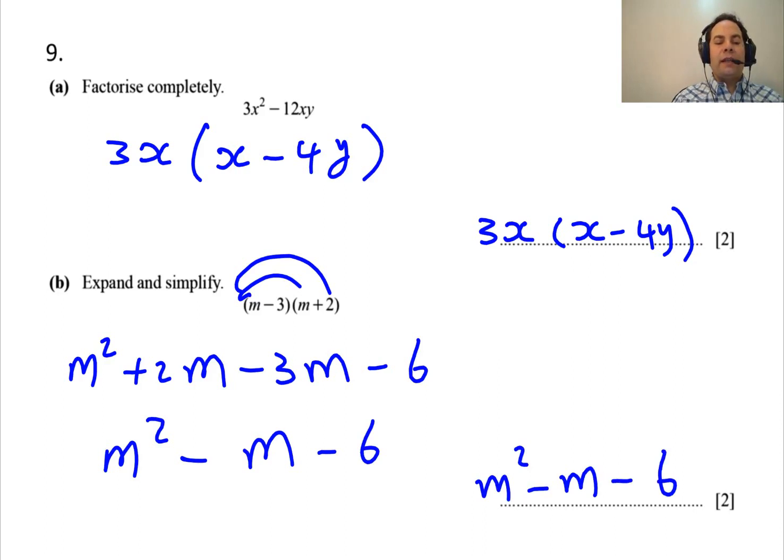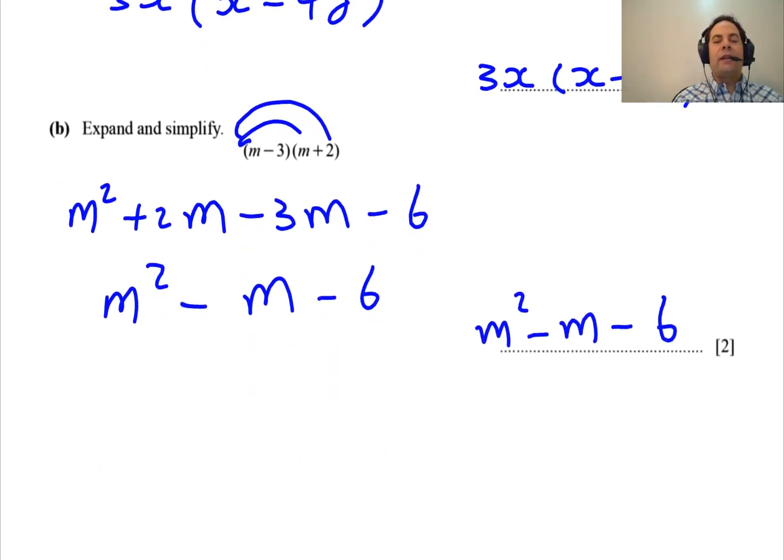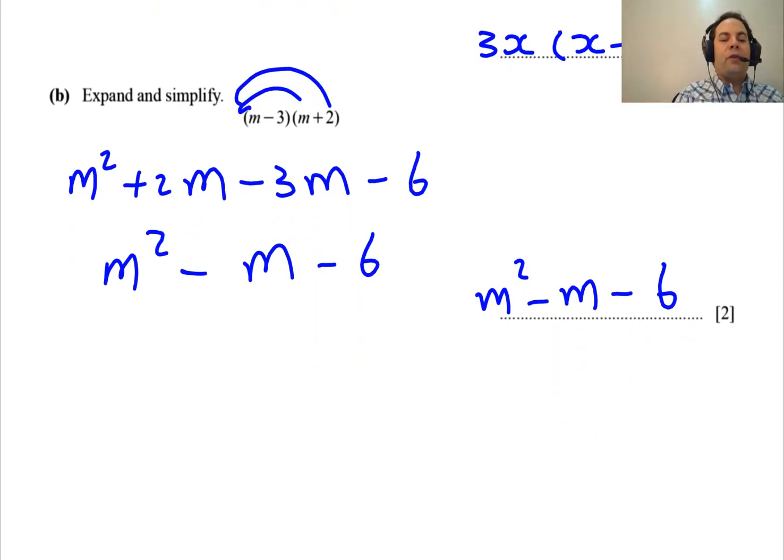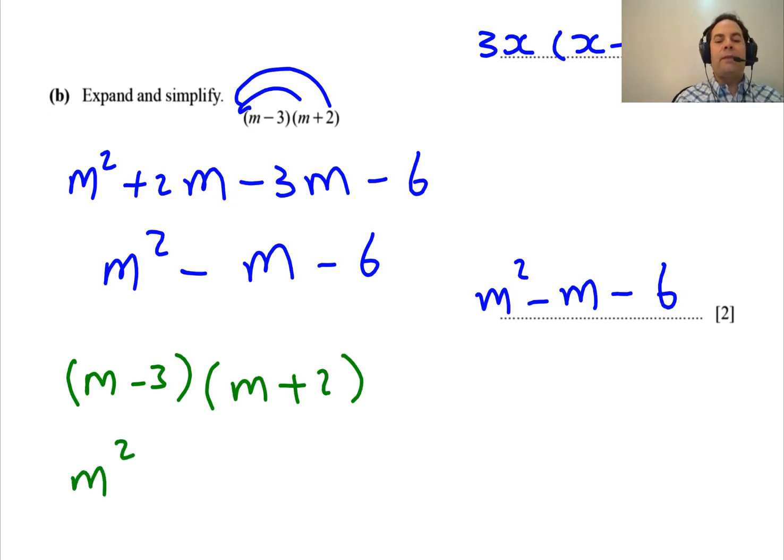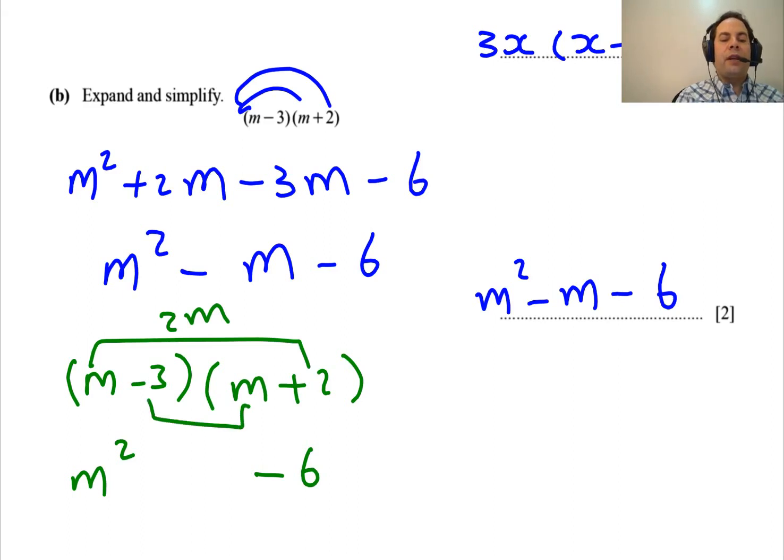You can get the last step directly. Yes, I will repeat it again here. If you write m minus 3 multiplied by m plus 2, the first term by the first term will be m squared, m times m. The second term, -3 times the second term, is -6. The outer, which is m times 2, is 2m, and the inner is -3m. Then write your answer directly, -m. You will get the same answer.